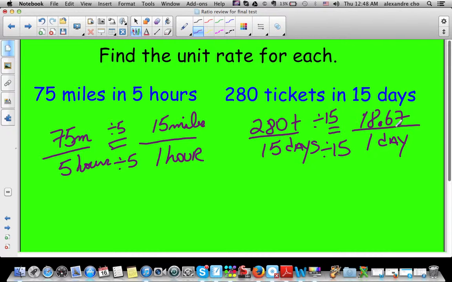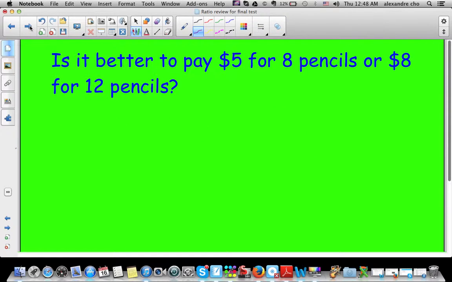Okay. So remember I told you, anytime we're dealing with decimals, at least with me, if it goes on forever, just round it to the nearest hundredth. Okay. So that's how we find the unit rate. Now let's see what it's used for. One of the uses is something like this.